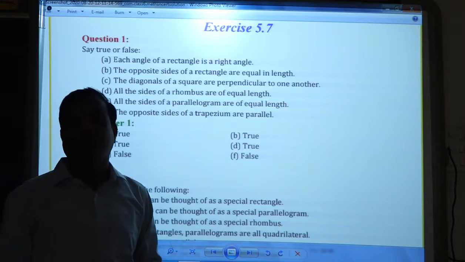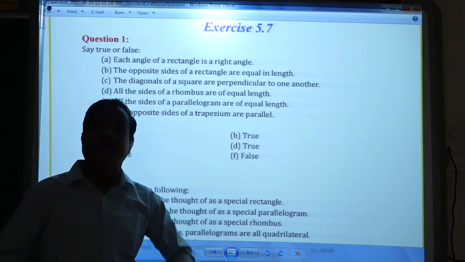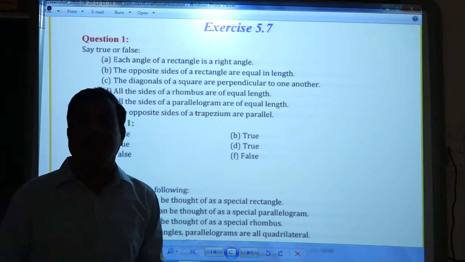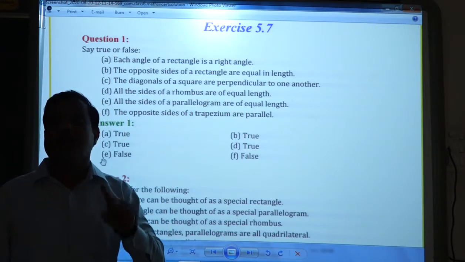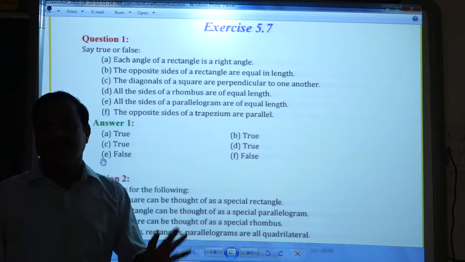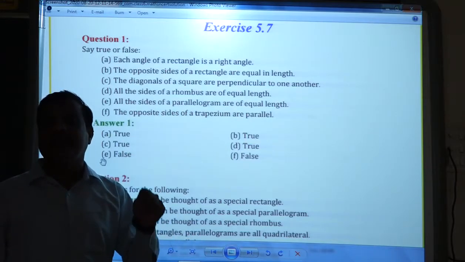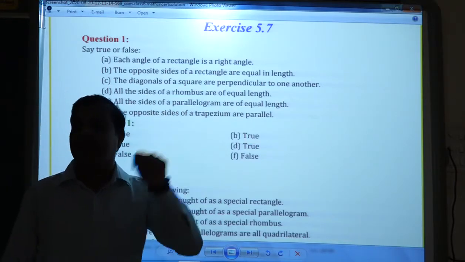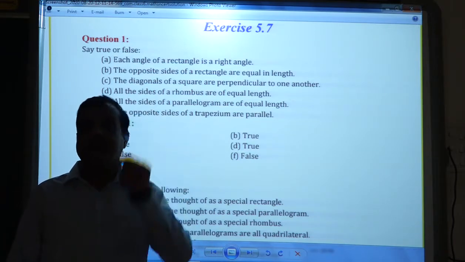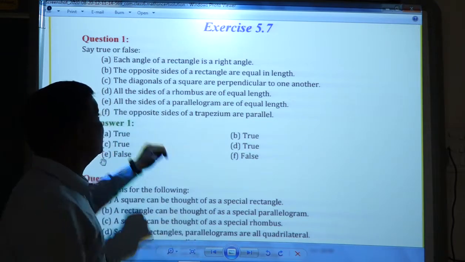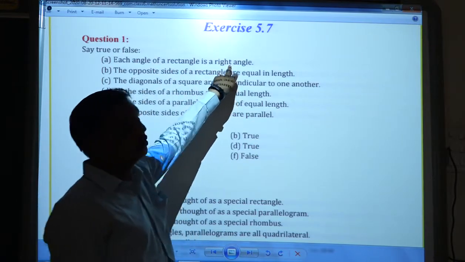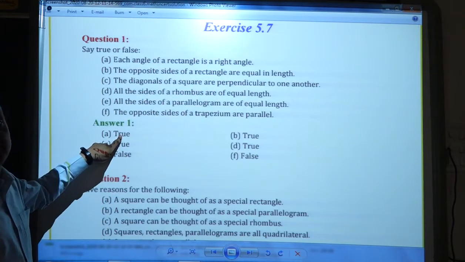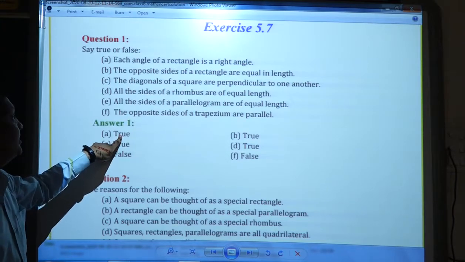Now we will go with the quadrilaterals. A quadrilateral is a figure which has four sides. The first figure is the rectangle. Rectangle means four sides and four angles. In a rectangle the four angles are 90 degrees and opposite sides are equal. So the question is, each angle of a rectangle is 90 degrees. Yes, it is true.